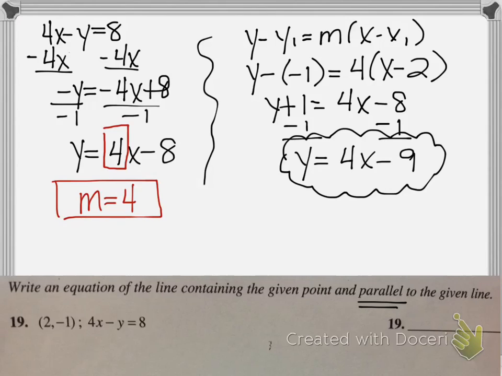That is my new equation that is parallel to the equation that they gave me, and it goes through the point 2, negative 1, if I were to graph it. If they wanted me to find a perpendicular line, then I wouldn't have used the slope 4. I would have used the negative reciprocal, which would have been negative 1/4.